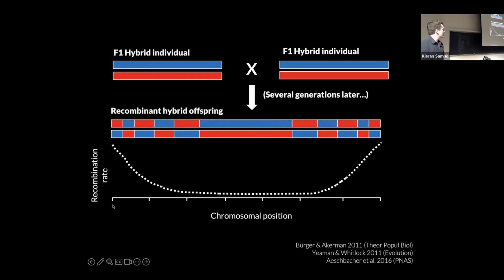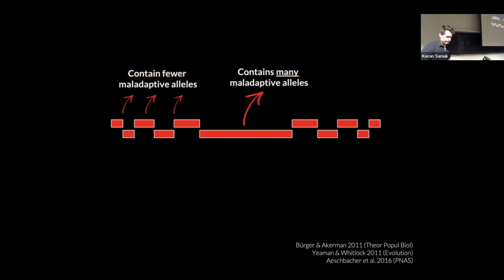So if we imagine the rate of recombination might look like this, where we have some low point on the chromosome and it's higher at the tips. This is fairly typical. We might expect more mixing to be happening at the edges of the chromosome and less in the center. This is just a natural consequence of variation in where crossovers occur. Okay, so what does this have to do with selection?